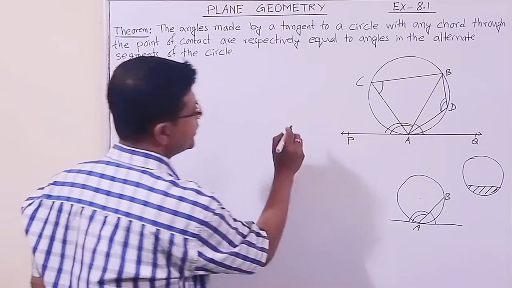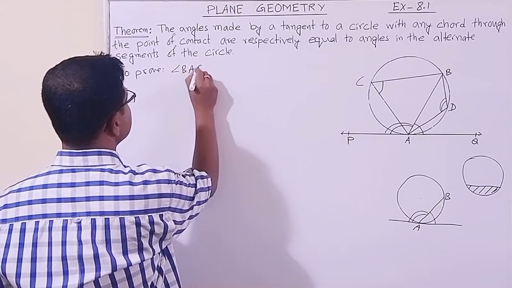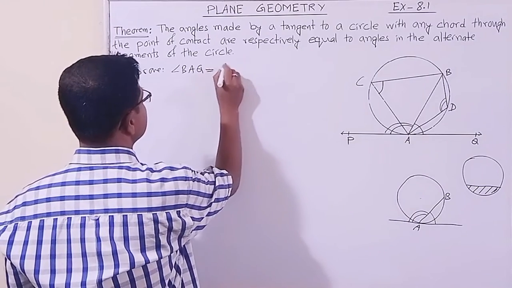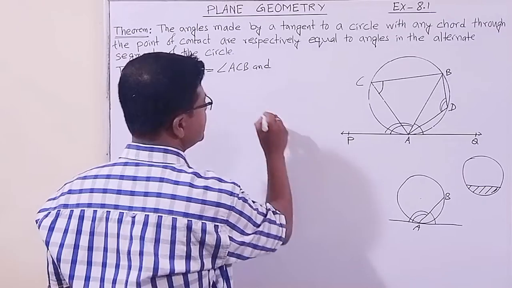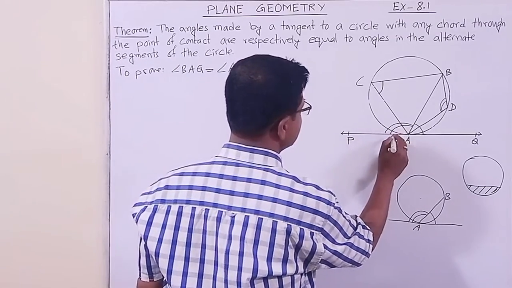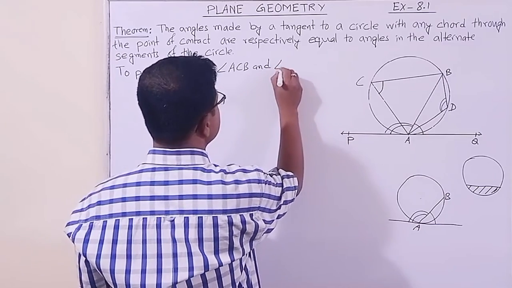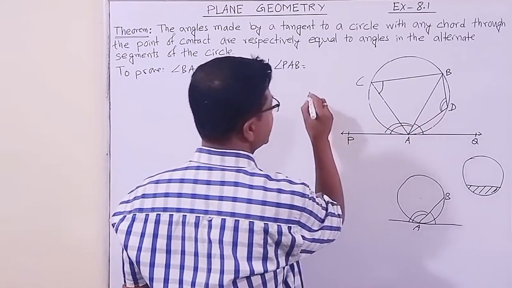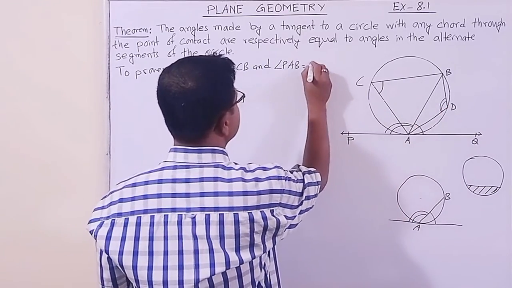First of all, we have to prove that angle BAQ, this angle, is equal to this angle, angle ACB. And secondly we have to prove that this angle, what is the name of this angle? Angle BAP or angle PAB, is equal to this angle, angle ADB.